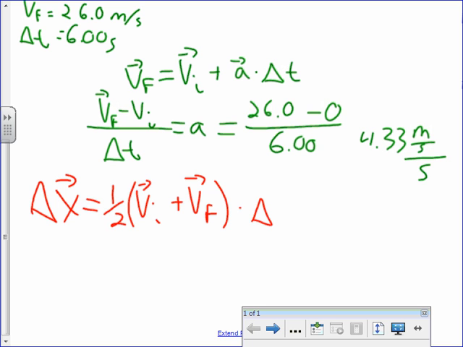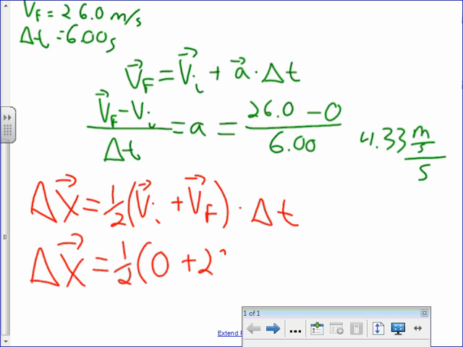times change in time. My delta x is what I'm solving for, so literally it's a matter of just plugging it in. 1/2. My initial velocity is 0. My final velocity is 26.0. And my change in time is 6.00 seconds. And so I need to put this into my calculator.